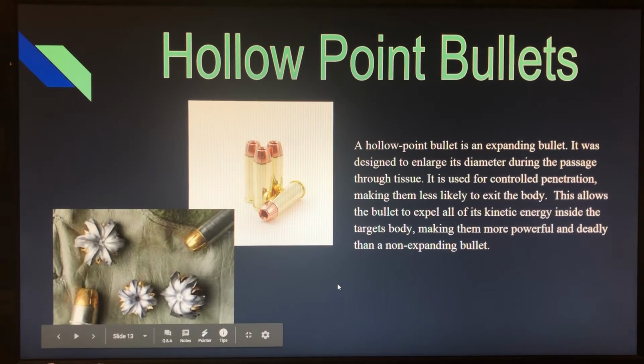She also touched base on the hollow point bullets. A hollow point bullet is an expanding bullet. It was specifically designed to enlarge its diameter during the passage through tissue, and it is used for controlled penetration, making them less likely to exit the body. This allows the bullet to expel all of its kinetic energy inside the target's body, making them more powerful and less deadly than a non-expanding bullet. So hollow point bullets were specifically designed with kinetic energy in mind.